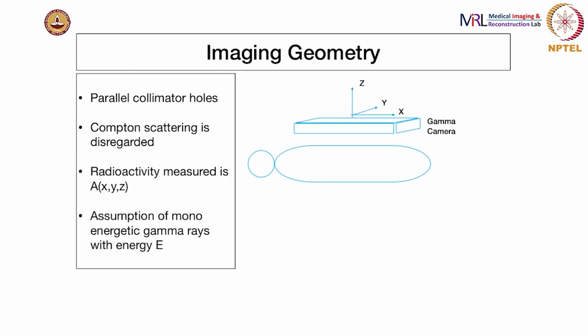Okay, so the imaging geometry is shown here. We'll have parallel collimator holes. I have not shown the collimator holes here, but you can see something like a bunch of lead shielding, an array which sticks out of the detector, out of the scintillator. It's much longer here; you can think of it like that. The collimator holes are there to make sure that the gamma rays hitting the scintillator come from a specific direction, right?